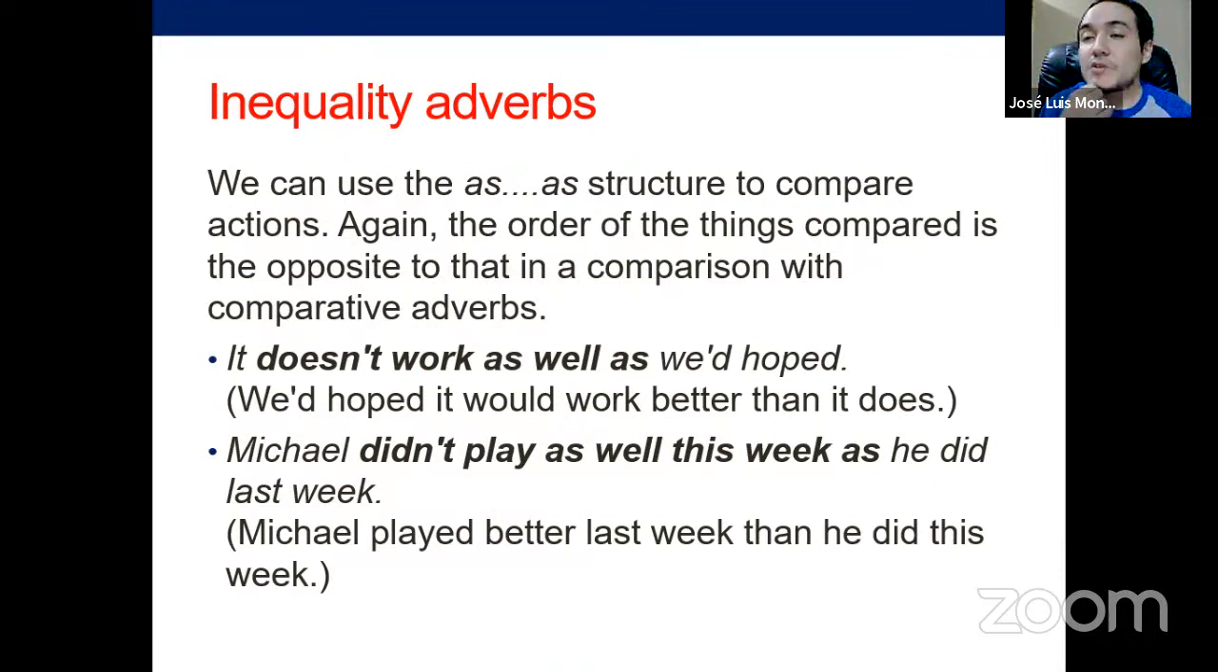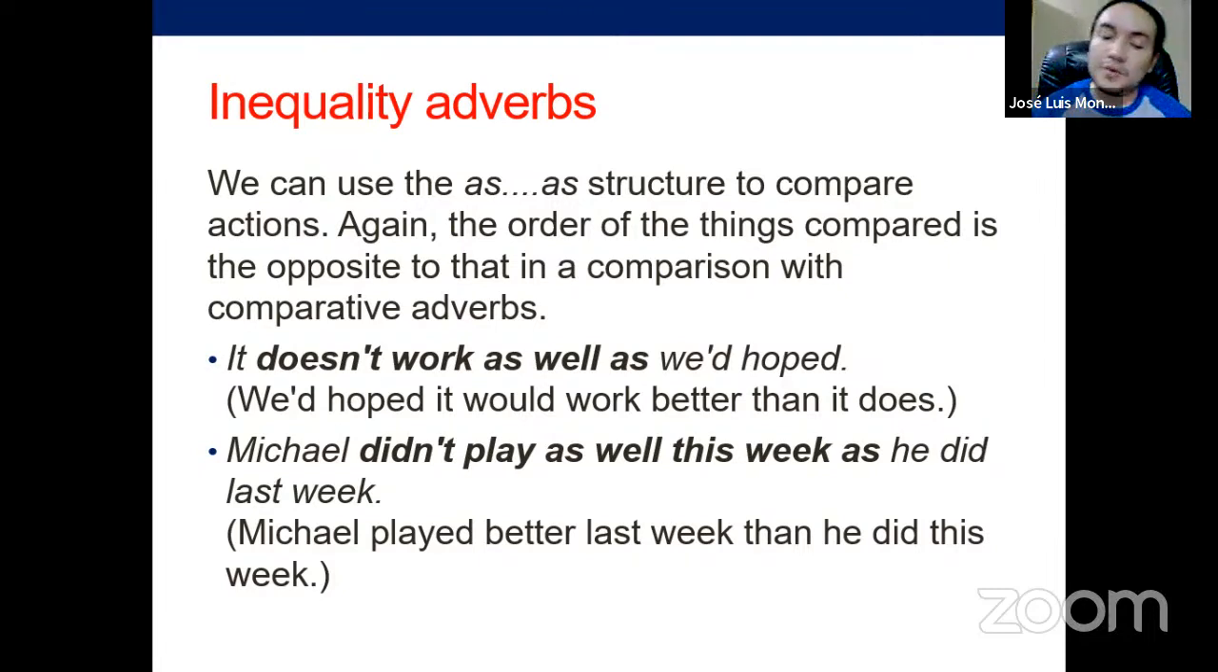Now we can use that with adverbs, as we know, right? We can use the structure as to compare actions. Again, the order of the things compared is the opposite to that in a comparison with comparative adverbs. So: it doesn't work as well as we'd hoped. It means we'd hoped it would work better than it does, but it's not the case. Michael didn't play as well this week as he did last week. Michael played better last week than he did this week, right?